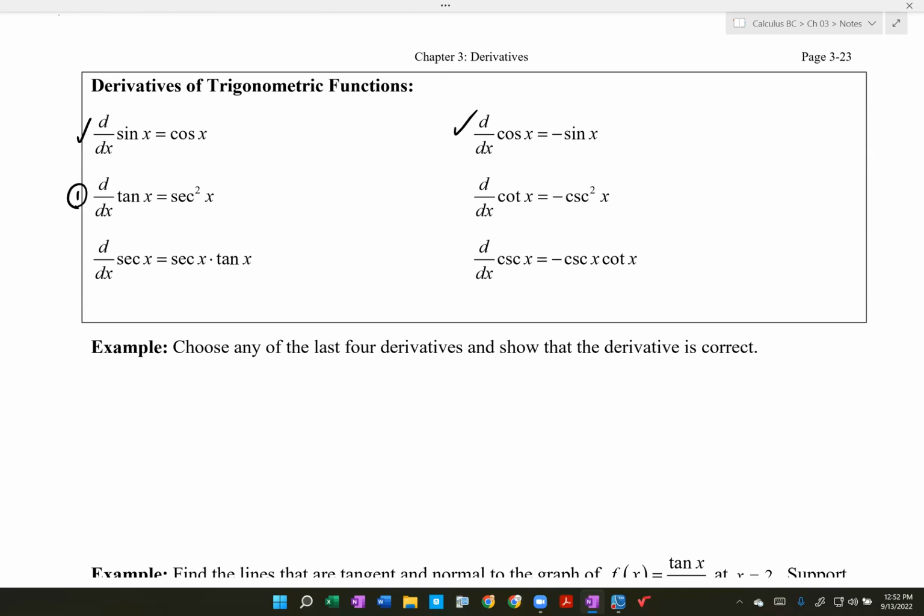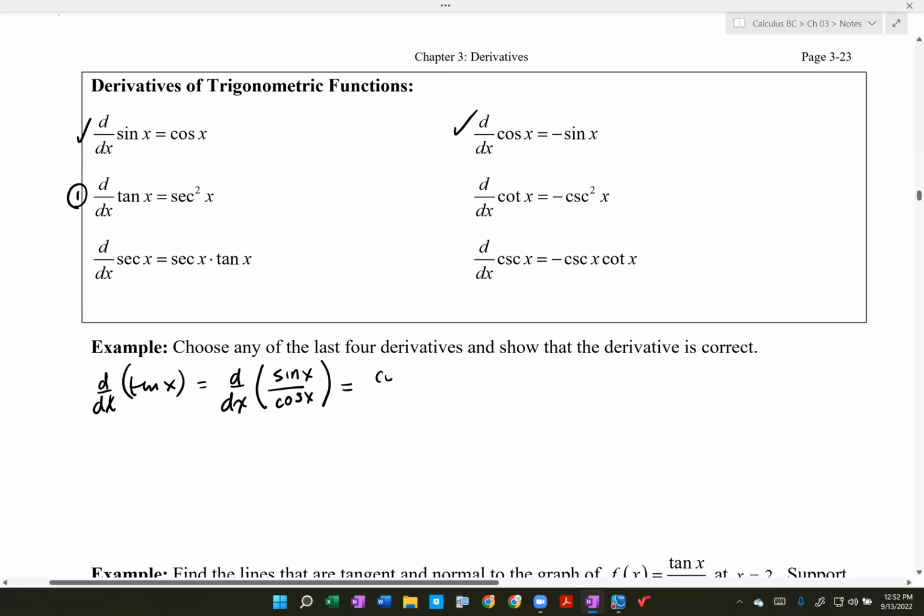All right. The derivative with respect to x of tangent, which I'm going to rewrite based on the definition of tangent, is sine over cosine. And now that I've written tangent in terms of sine over cosine, I can use the fact that I know what the derivative of sine is, I know what the derivative of cosine is, and I know the quotient rule.